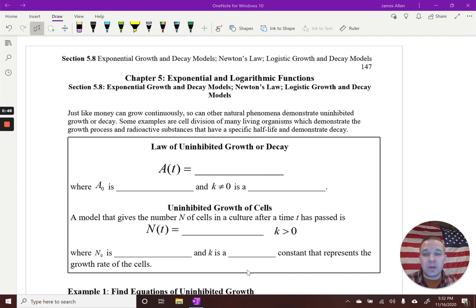So for the first one, law of uninhibited growth or decay, it's going to look very much like our A-PERT formula for compounding continuously interest. All right. So A of t, the amount after a certain amount of time, is equal to A sub naught, which is our initial value or our initial population. And then it's e to the kt. We use k for the rate when we're dealing with these particular models.